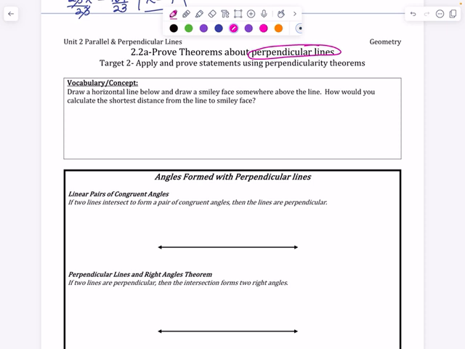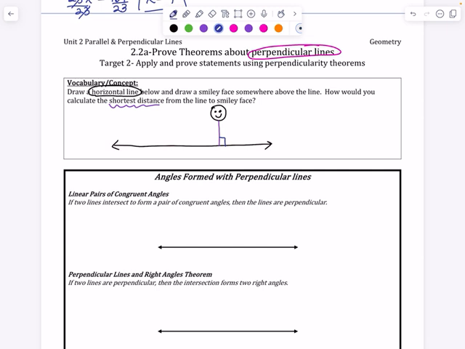So for this warm-up, it says, draw a horizontal line. Keep in mind that horizontal is left to right, like this. And draw a smiley face somewhere above the line. If you draw a smiley face above the line, how would you calculate the shortest distance? If I want the shortest distance from the line to the smiley face, it wouldn't be a diagonal either way. It would be a straight segment down. So the shortest distance between any line and a point is a perpendicular distance.